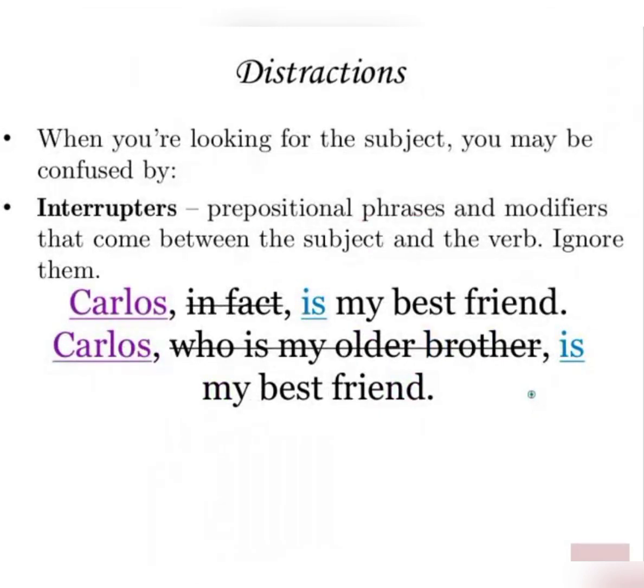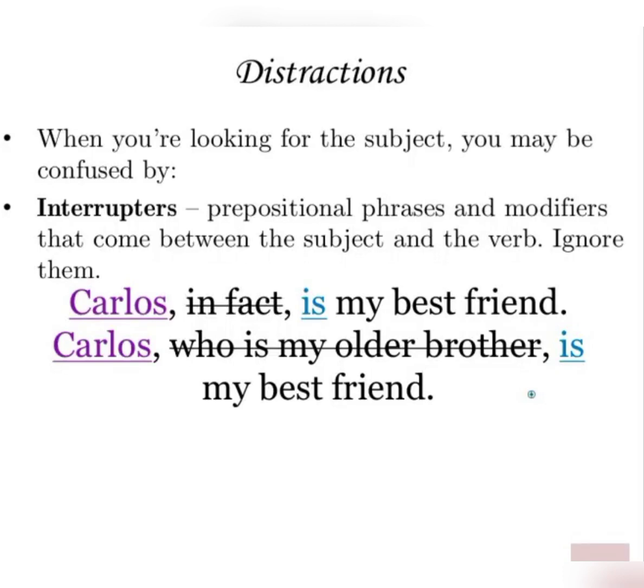All right. Obviously, subject-verb agreement is all about identifying the subject, identifying the verb, and making sure that they make sense together. Now, while you're doing that, there are a couple of things that may distract you. These are things to watch out for. The first is interrupters, prepositional phrases and modifiers of all kinds that come between the subject and the verb. If you find them, ignore them. They are not relevant to subject-verb agreement.